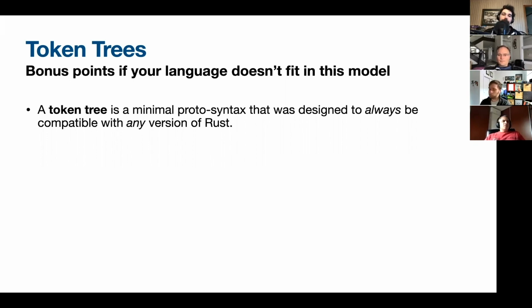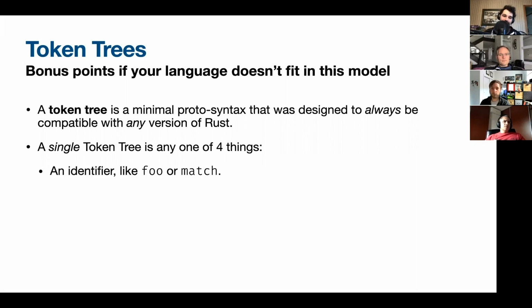So in order to make it so that macros didn't break every time a minor change happened, they created something called a token tree. A single token tree is one of four things. It's an identifier, like foo or match. It can be if, it can be for, any language keyword, anything that's a plain word you would see in the language. It can be a literal, like a number, a string literal, a character literal, or any kind of variable literal.